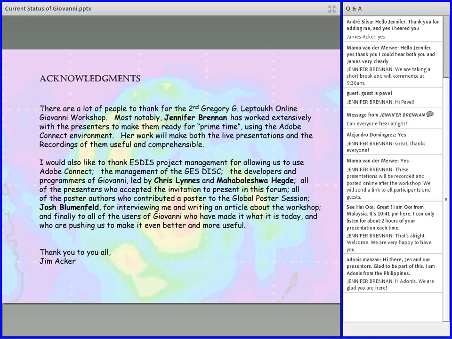So earlier in our opening, I did some acknowledgments. I just want to do a few more here now. I really, again, want to thank Jennifer, who's in the background, making sure that all these presentations come up on time in the right place. She's done a great job with the presenters, and she's really making this workshop run quite well.